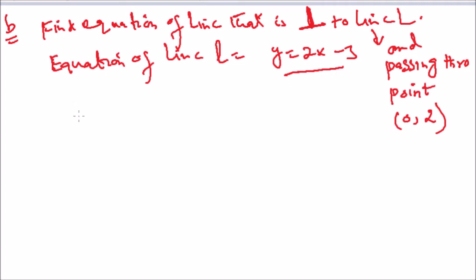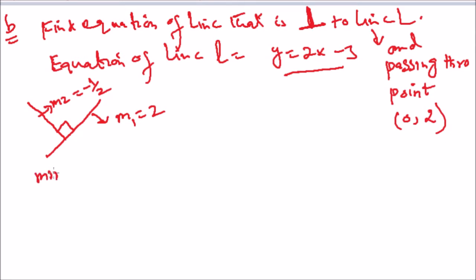When two lines are perpendicular, say the gradient of this one is m1, then the gradient of the other one, m2, will be the reciprocal of this one but with the opposite sign. This is basically a rule. When two lines are perpendicular, the gradients, when multiplied, give us -1. This is an important thing we should remember.